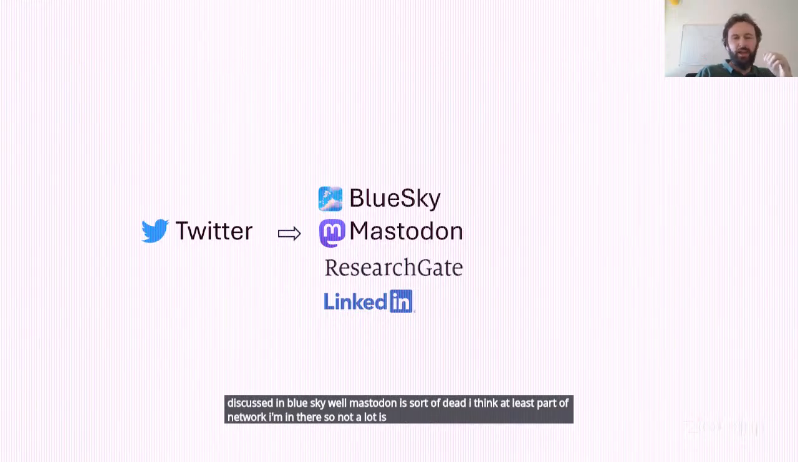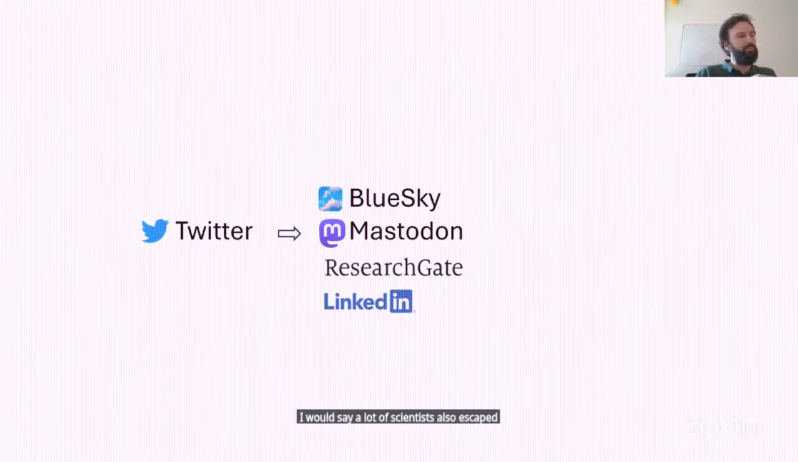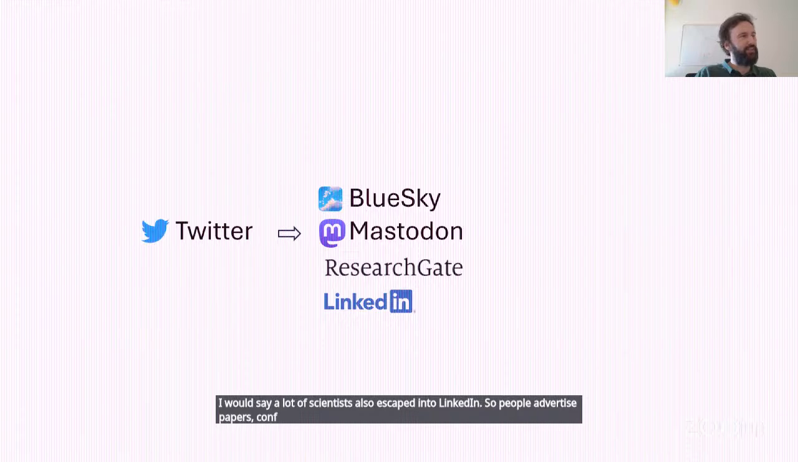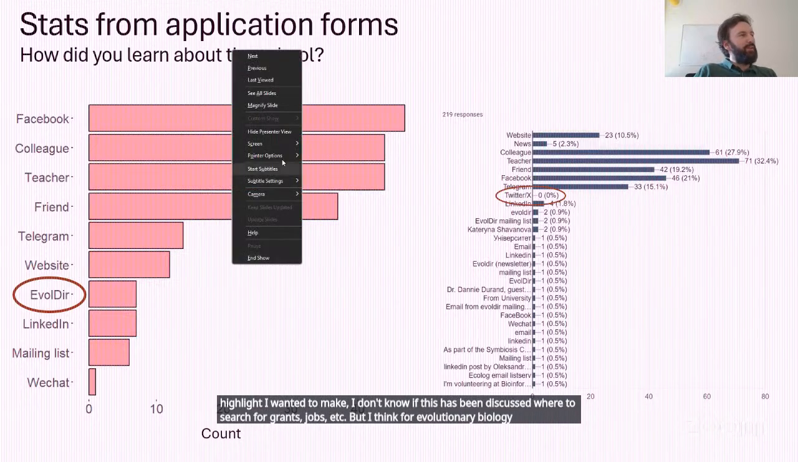But I would say a lot of scientists also escaped into LinkedIn. So people advertise papers, conferences, and basically everything there now. And then another highlight I wanted to make, I don't know if this has been discussed: where to search for grants, jobs, etc. But I think for the evolutionary biology community, it is especially important.